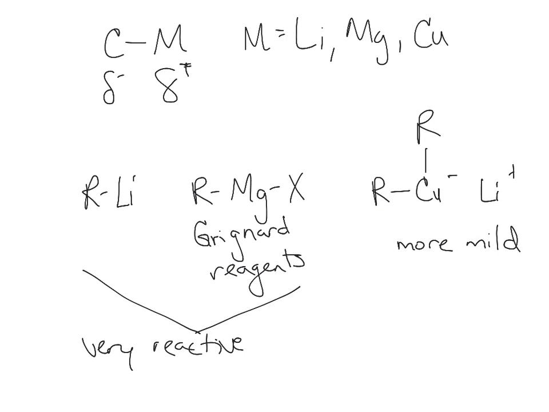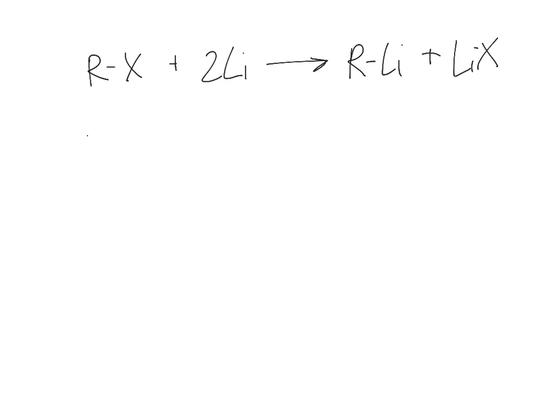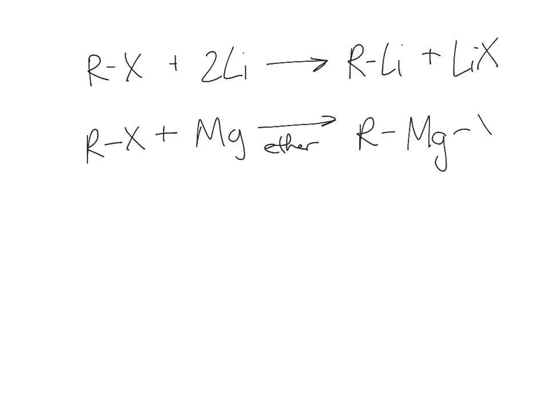So how do we make these organometallic reagents? You can buy some of the simple ones, but sometimes you want to make one with specific R groups on it. So if you want to make your organolithium or your Grignard reagent, you're just going to react an alkyl halide with the metal. So alkyl halide plus 2 lithiums gives you alkyl lithium reagent plus lithium halide. Or an alkyl halide plus magnesium, usually in ether or some sort of anhydrous solvent, is going to give you an R-Mg-X, and the magnesium is going to insert itself in between the R group and the halogen.